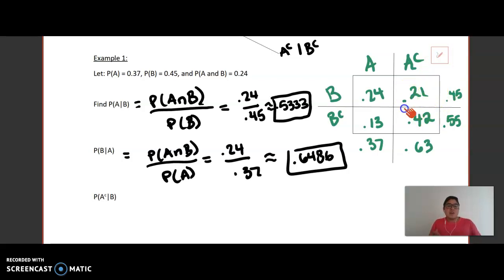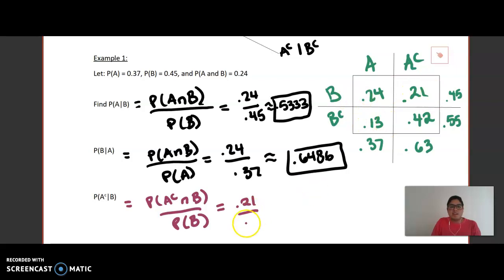And so now, because I do have my two-way table filled in, even if it's not one of my basic straightforward probabilities, I can find out any of the conditionals. So the formula is always the same. It's going to be their intersection over the condition. So here, if I want A complement given B, that's going to be both A does not occur and B occurs over the probability of B. And that's going to be 0.21 over all of B occurring, 0.45, and that's going to be approximately 0.4667.